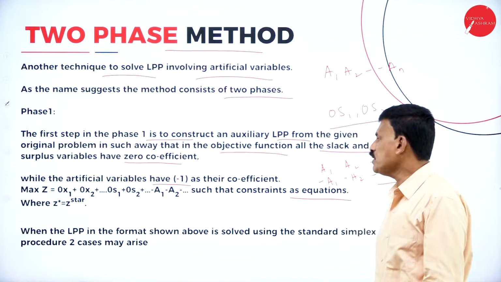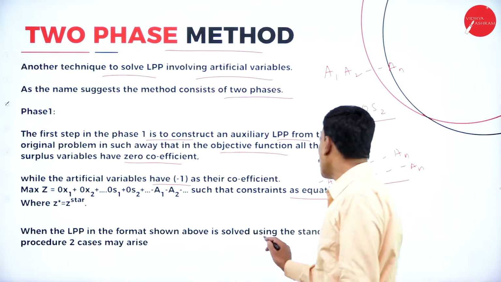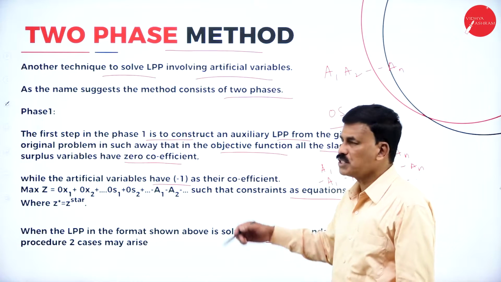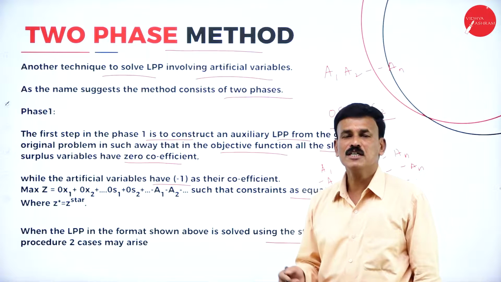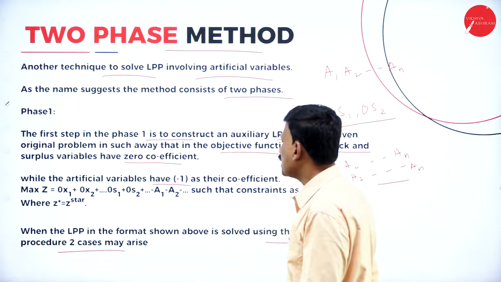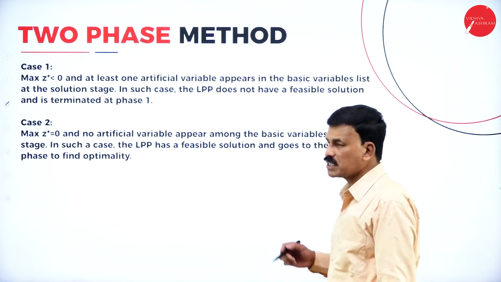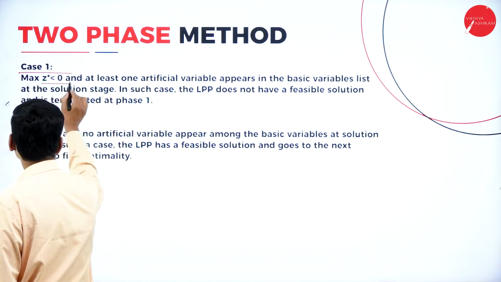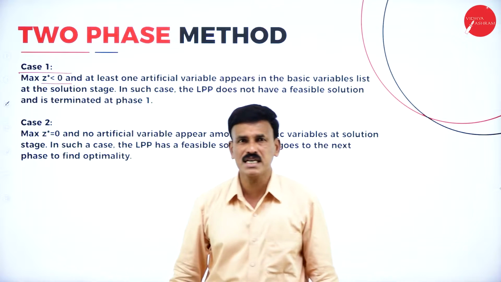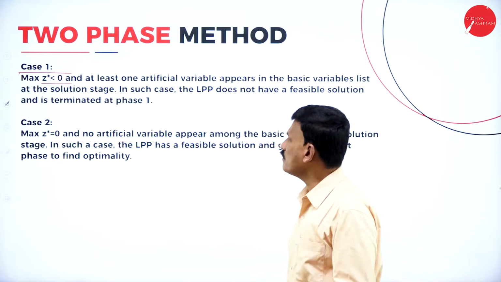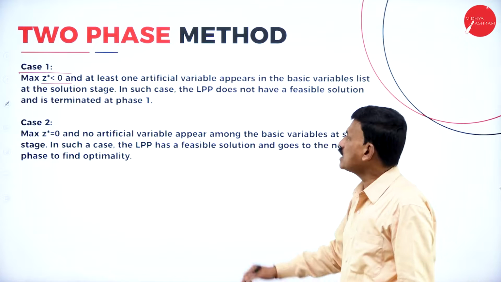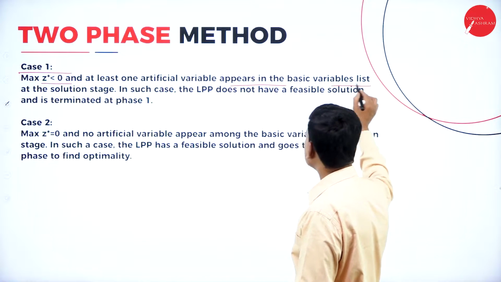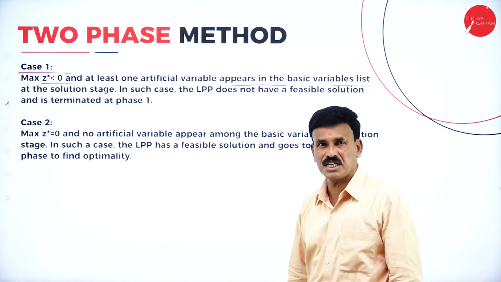When the LPP in the format shown is solved using the standard simplex method, there are two cases that arise. What are the two cases? In case number 1, maximum of z star is less than 0. If maximum of z star is less than 0, at least one of the artificial variables appears in the basic variables list at the solution stage.